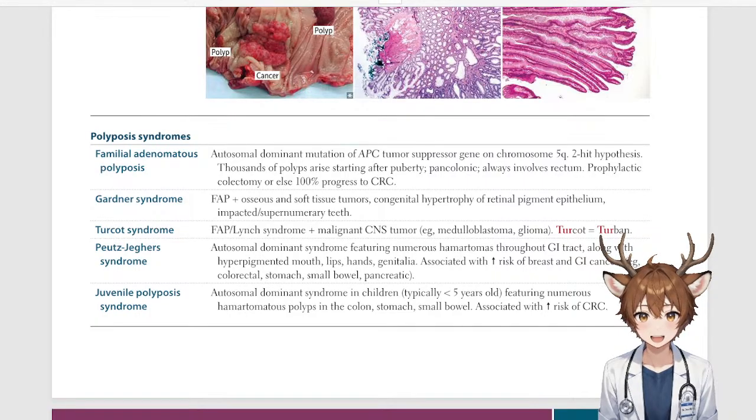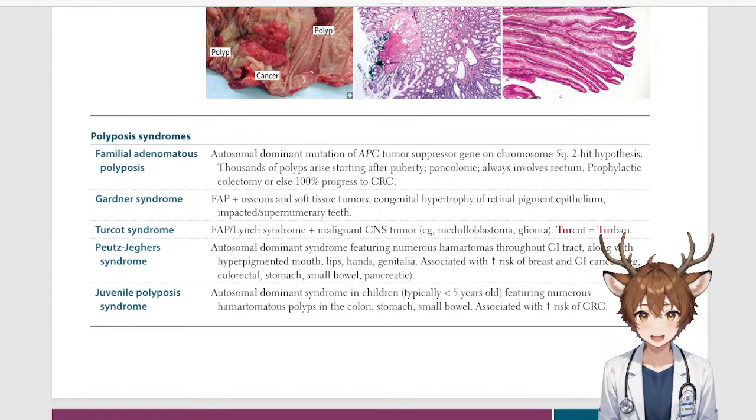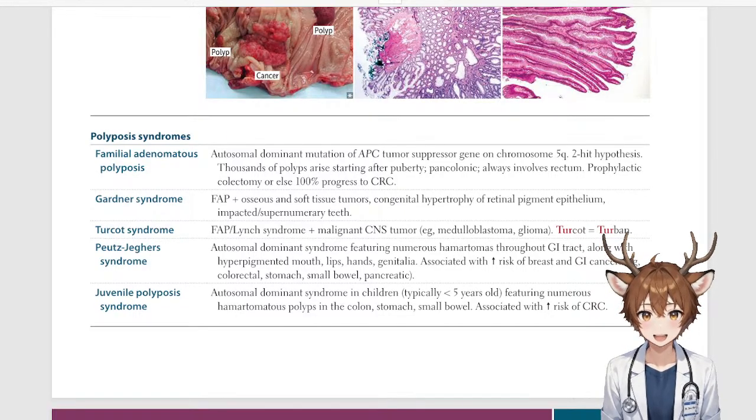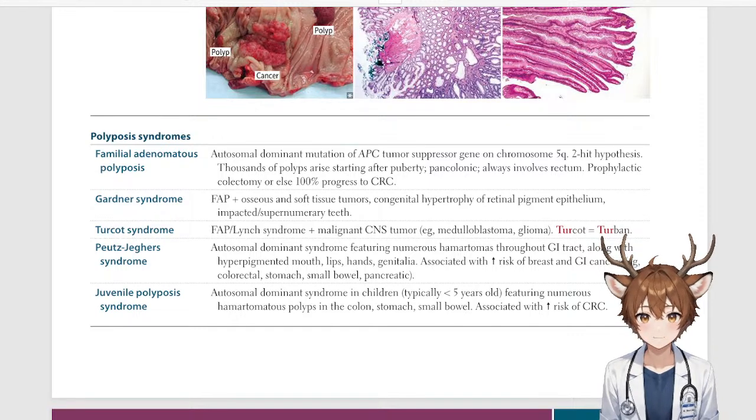What about juvenile polyposis syndrome? Autosomal dominant syndrome in children, typically less than 5 years of age, featuring numerous hamartomatous polyps in the colon, stomach, or small bowel, associated with an increased risk of colorectal carcinoma.